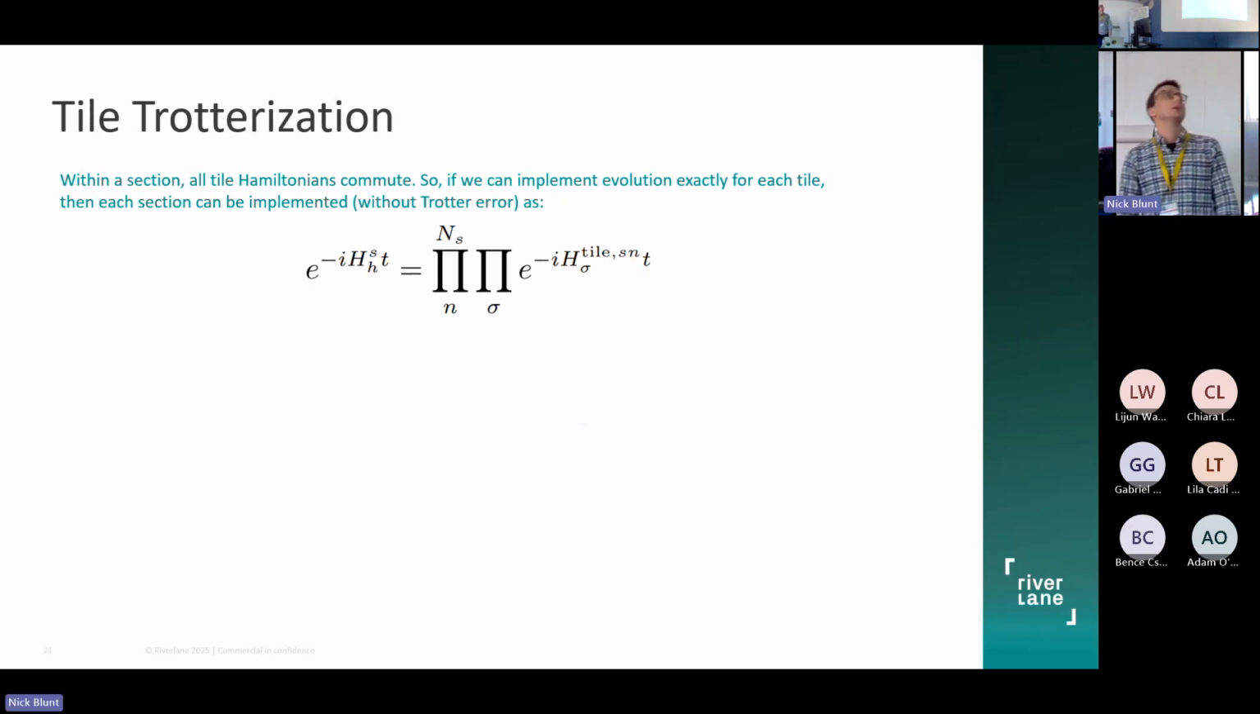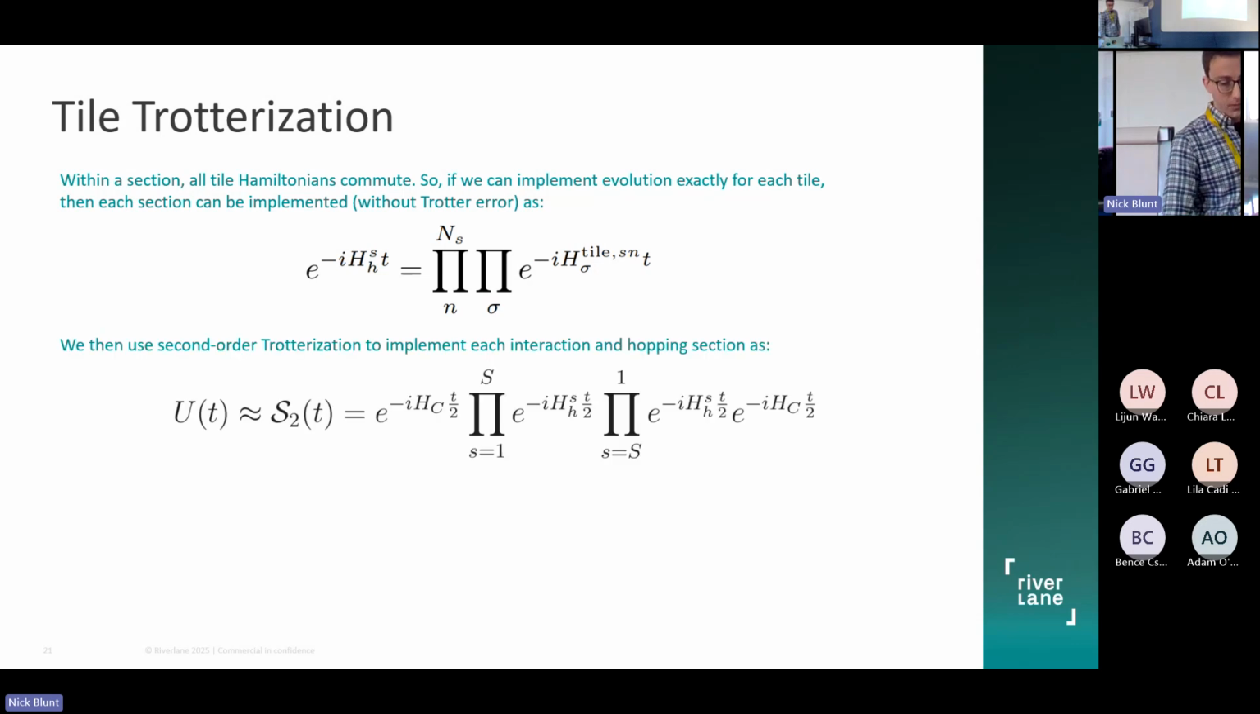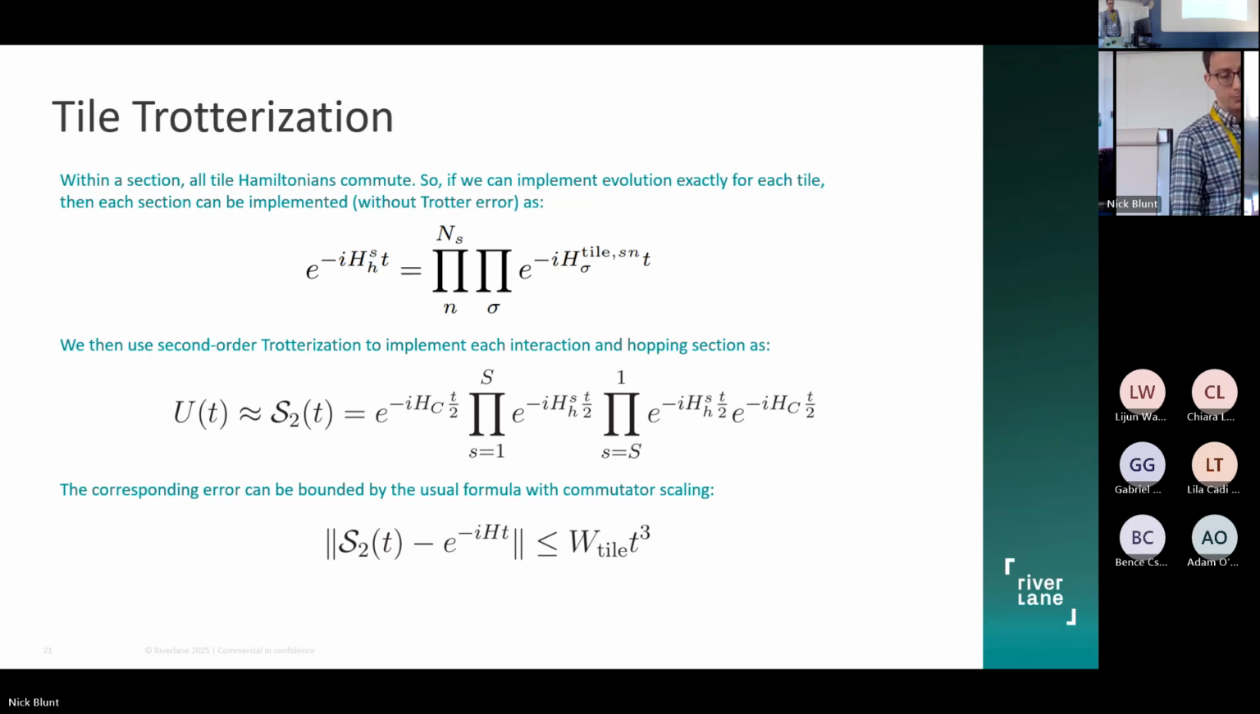Okay, so as I just said, within a section, the tile Hamiltonians commute. And so if we can work out how to implement time evolution for these tiles, then this can be implemented exactly. And then we use second order Trotterization. So remember, we run through all the terms forwards and then backwards. So we first implement the Coulomb or interaction term, then all the hopping terms, and then the hopping terms backwards, and then the Coulomb term. And because this is a second order formula, it has the usual scaling that it goes as t cubed. And we have this Trotter error norm that we call W tile that we need to calculate.